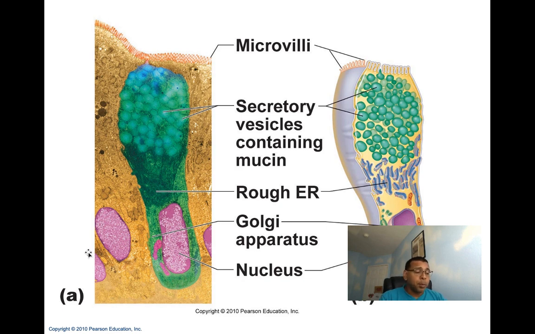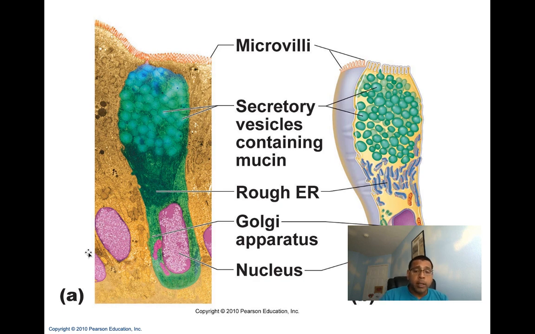These glands are sprinkled in the epithelium lining of the intestinal and respiratory tracts, as we've talked about, between columnar cells. So goblet cells, one example of unicellular exocrine glands.